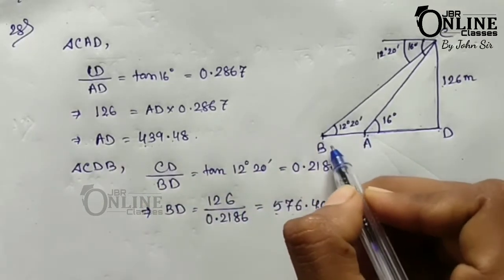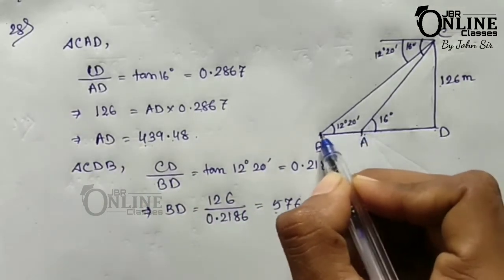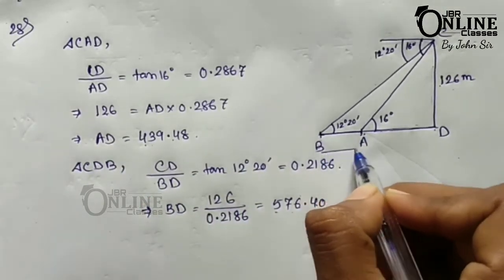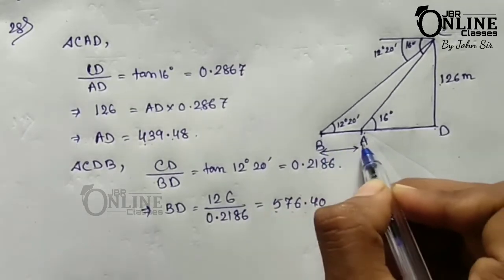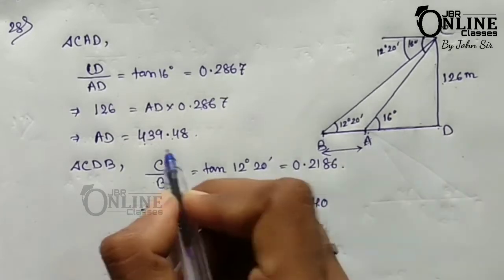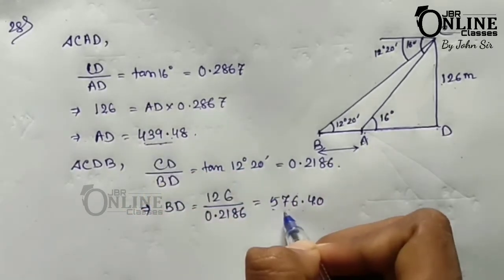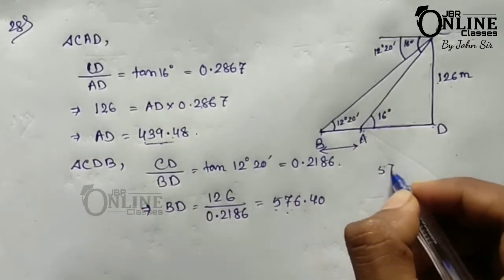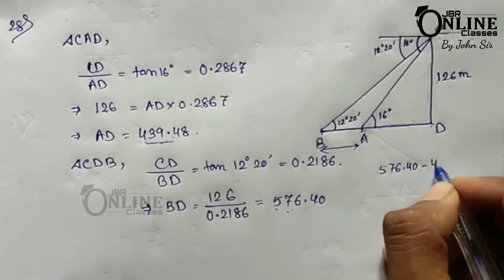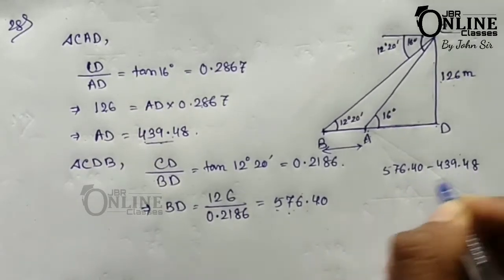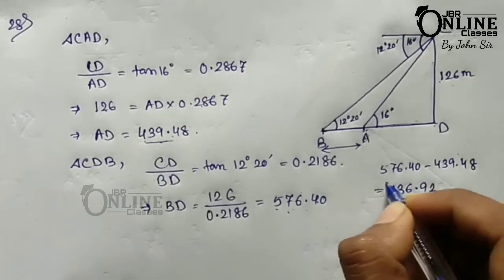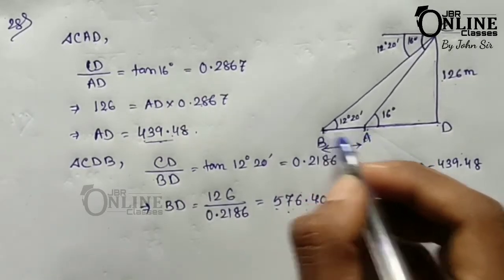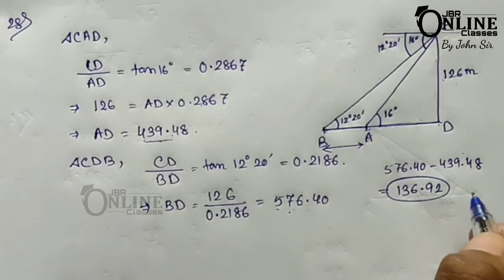Now we have to find the distance between the two rocks. That means you have to find the distance between A and B. So to get the distance between A and B, just subtract this value from this one. So that means 576.40 minus 439.48, and that equals 136.92. So 136.92 is the value of AB, and that is the first answer.